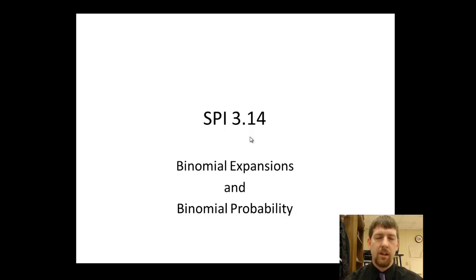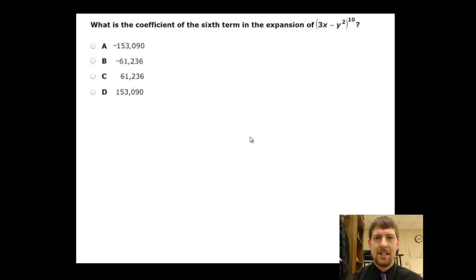Good morning, guys. Today we're going to work with SPI 3.14. That's binomial expansions and binomial probability. What that entails is things such as this example right here, where it talks about expanding a binomial. That means we're adding or subtracting two terms, two expressions.